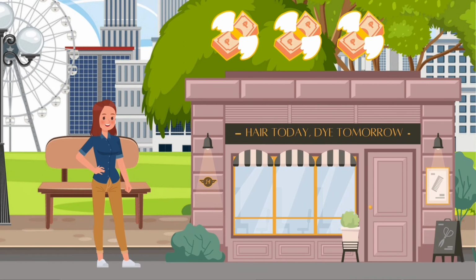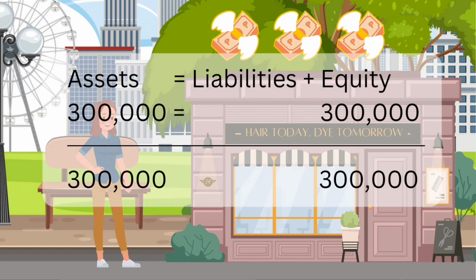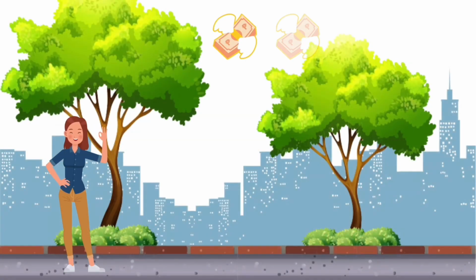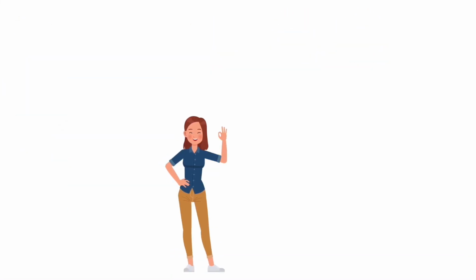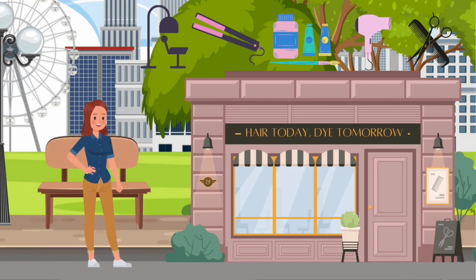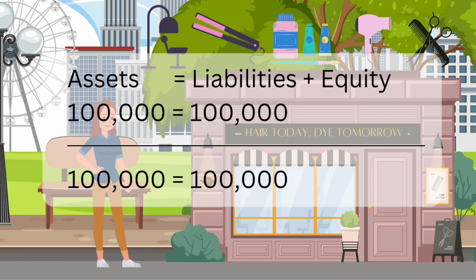To give you a better understanding, I'd like to introduce to you Miss Ing, who plans to start her own salon business, Here Today, Die Tomorrow. On September 1, Miss Ing invested 300,000 pesos in her business. On the same day, Here Today, Die Tomorrow purchased equipment worth 100,000 pesos on account.